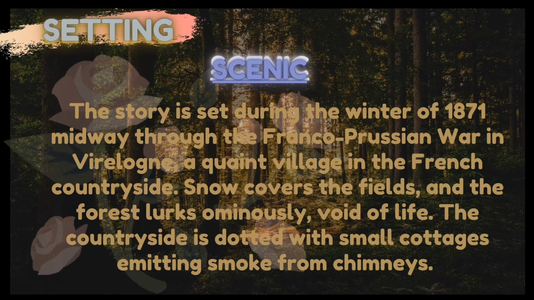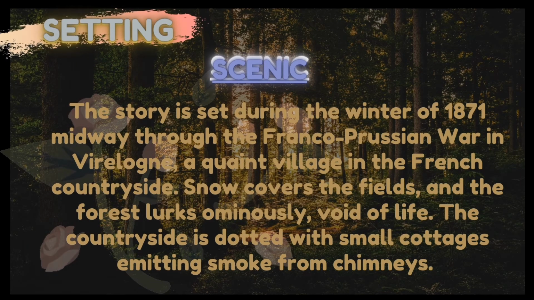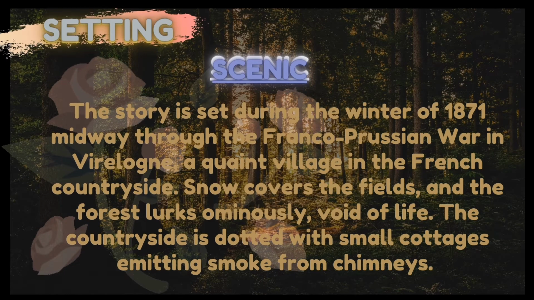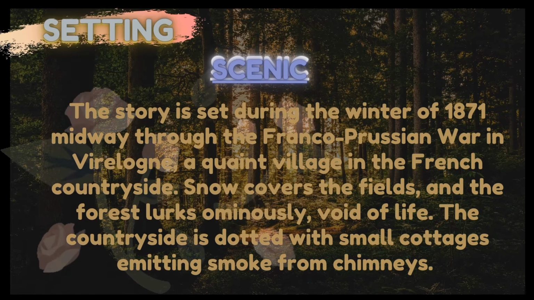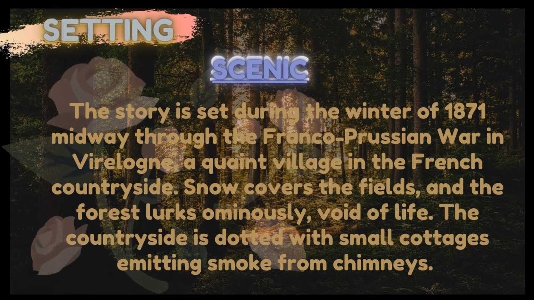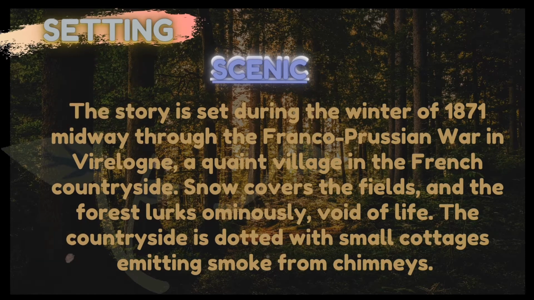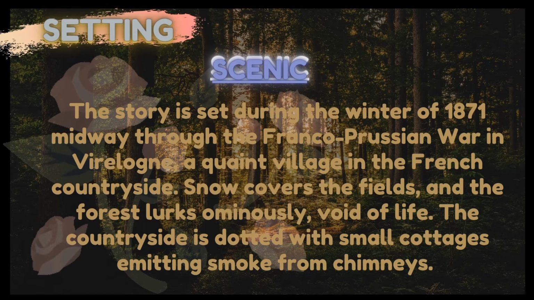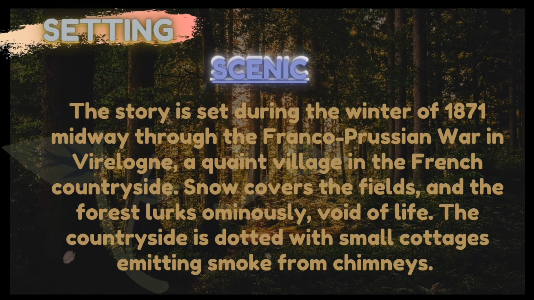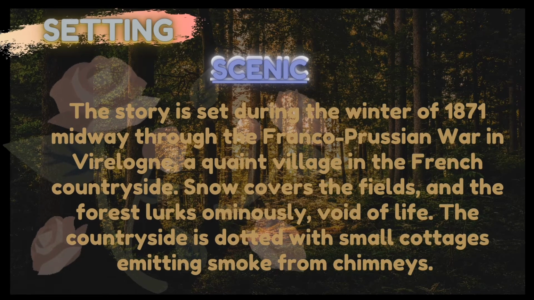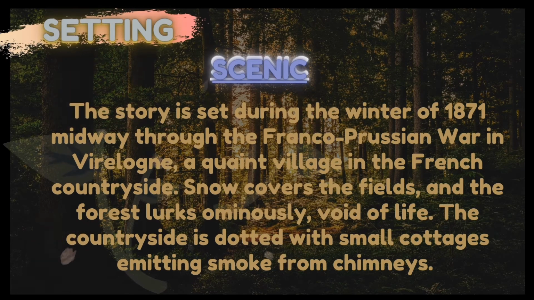What is the kind of setting, and in what way was it revealed? The setting is scenic because the writer visualized the scene of the action, and it was revealed by his historical background. The story is set during the winter of 1871, midway through the Franco-Prussian War. In Verlaine, a quaint village in the French countryside, snow covers the fields, and the forest lurks ominously, void of life. The countryside is dotted with small cottages emitting smoke from the chimneys.